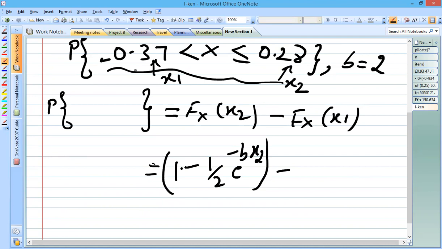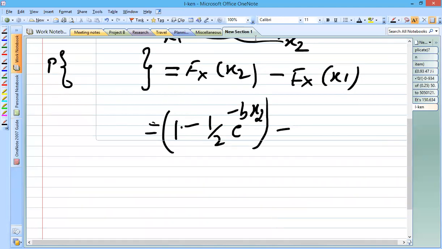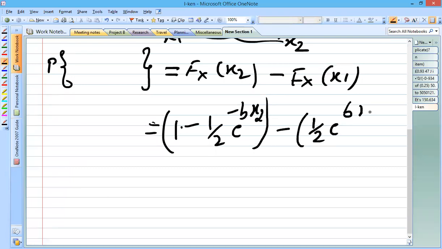So here for the negative, what is the CDF that is being given? For x less than 0, it is equal to 1 by 2 e to the power bx. So here in this step, we have to write 1 by 2 e to the power bx1.